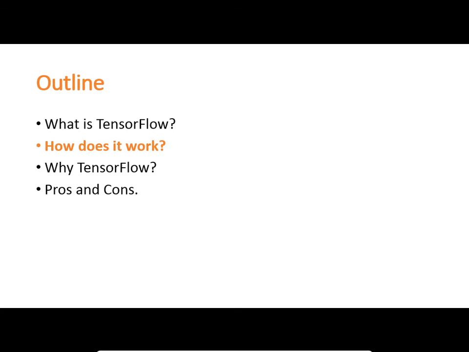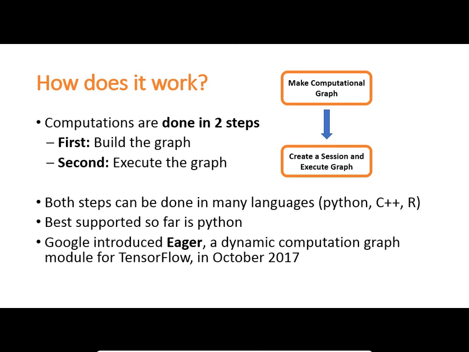And next, let's see how the data flow works. The computations can be done in two steps. The first step is we need to build the graph, and then second we need to execute the graph. And both steps can be done in many languages like Python, C++, and R. And for now, the best supported so far is Python. And also, Google introduced Eager, a brand new dynamic computation graph module for TensorFlow in October 2017.